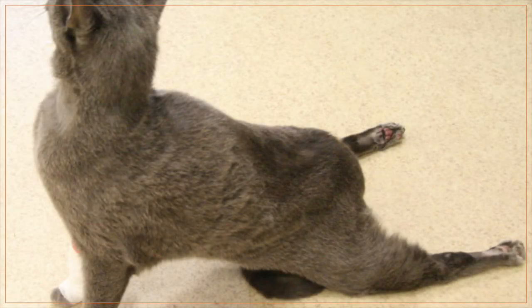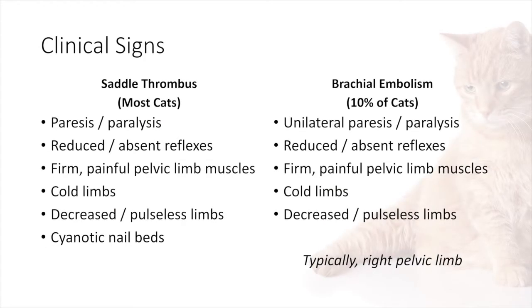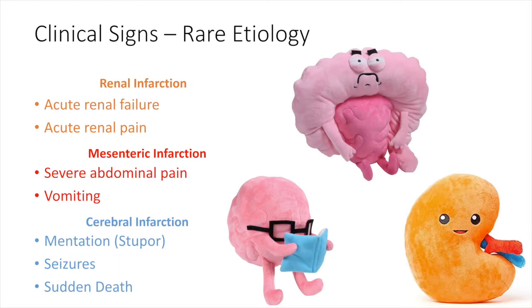Often, the first sign of atrial thrombosis doesn't present until the embolism results in a saddle thrombus and the cat develops severe hind limb paresis or paralysis. But occluded blood flow to hind limbs can also manifest as firm, painful, cold limbs. Pulses can be decreased or absent, and nail beds can be blue. Roughly 10% of cats will have a brachial embolism, and due to feline anatomy, it is typically the right pelvic limb that is affected. Less frequently, the embolism can migrate to arterial blood flow of other organs, and acute onset of pain is associated with organ-specific dysfunction.